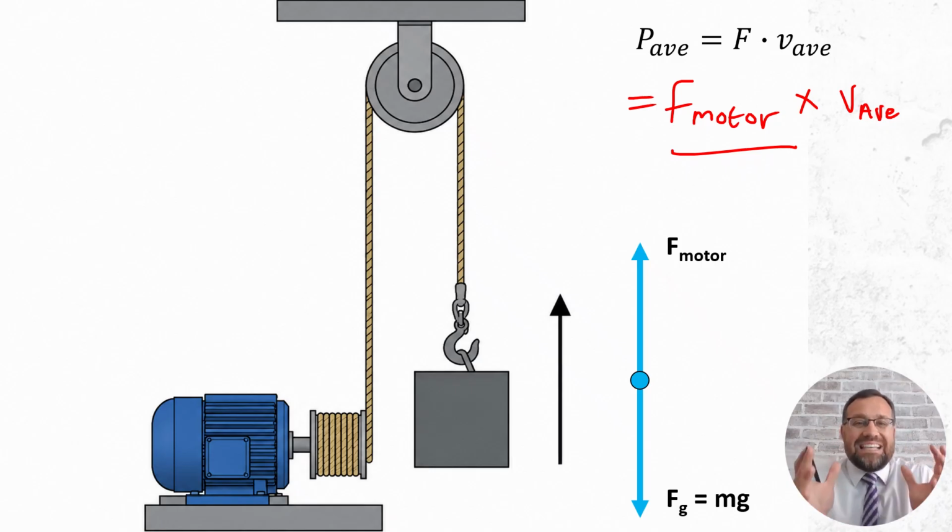Now, we've already established that the force exerted by the motor, which is equal to the weight of the load, is a constant value. Furthermore, the load is lifted at a constant speed, so the average velocity also remains constant. Now think about this. A constant multiplied by a constant will also give you a constant. Therefore, the power dissipated by the motor remains constant. In simple terms, this means that the amount of energy used every second remains constant.